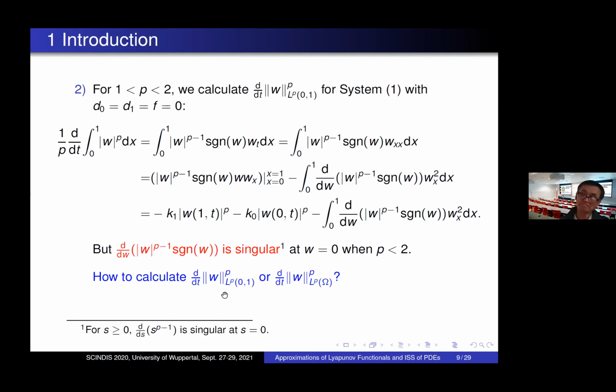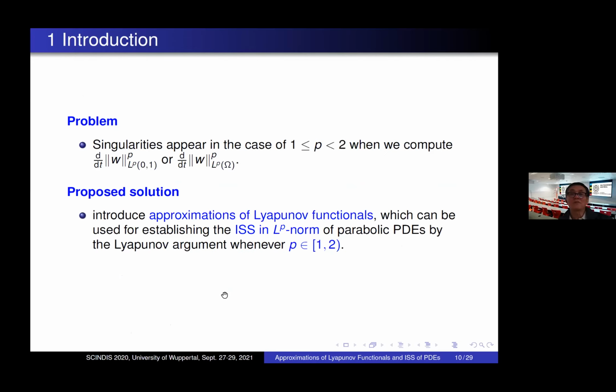Okay, so in order to overcome this problem, what we have tried is to use the approach of approximation of the Lyapunov functional in order to establish the ISS in LP norm for P between 1 and 2. Actually, we wanted to fill the gap in the existing literature.